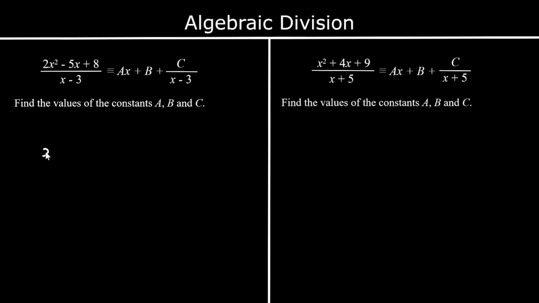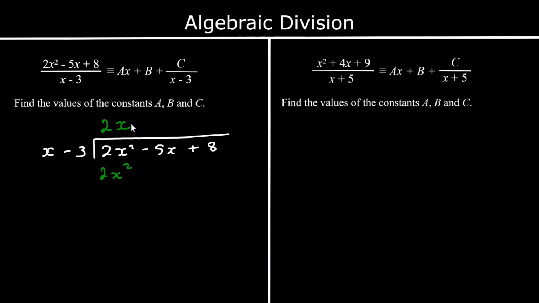So we're going to have x minus 3 on the outside and 2x squared minus 5x plus 8 inside. X into 2x squared, that's 2x. 2x squared divided by x is 2x. Multiply by the 2x, 2x times x, 2x squared. 2x times negative 3, negative 6x. Take away. 2x squared take away 2x squared is nothing.